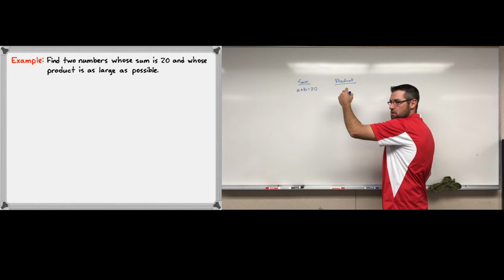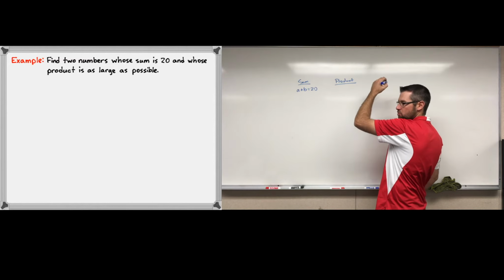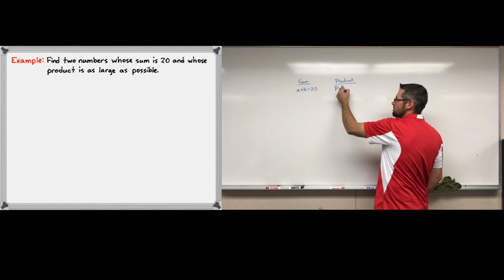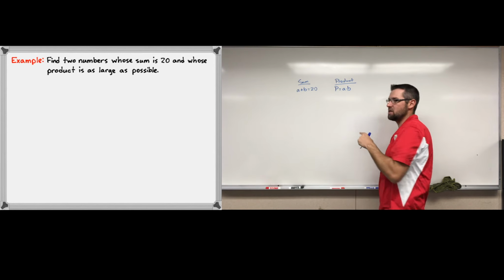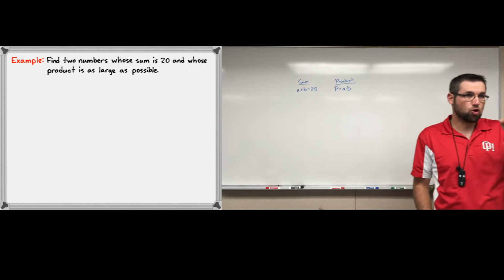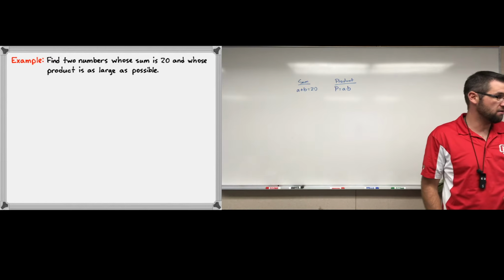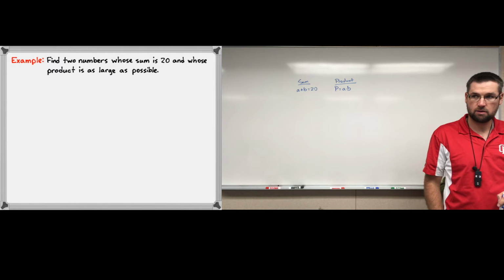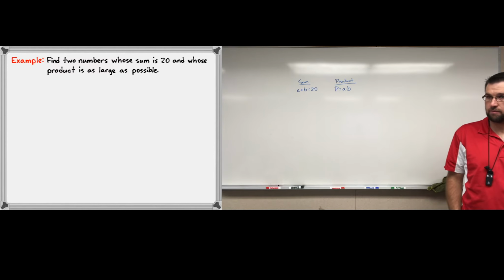A times B equals P. I'm going to do this: P equals A times B. The reason I'm writing it like that is because I notice the thing that I'm trying to get the largest value of is what? The product.